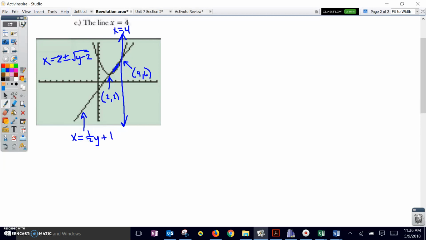That's our line. And remember that the parabola is divided at the vertex, and the right-hand branch is the one that we're interested in. That's the branch x equals 2 plus the square root of y minus 2. Okay, so setting this up, we're going to have pi times the integral from 2 to 6. Since this integrand contains y's, we want the y-coordinates as our limits of integration.